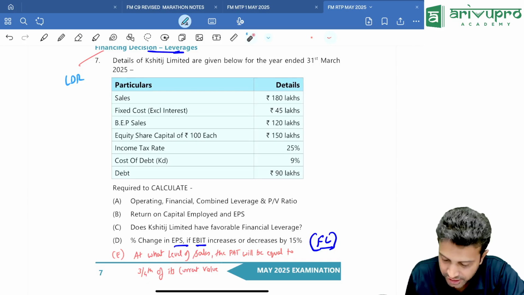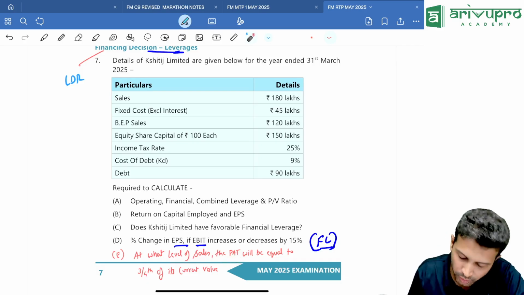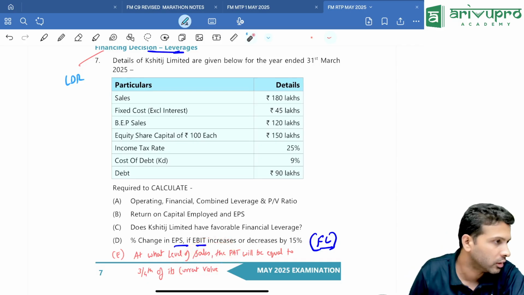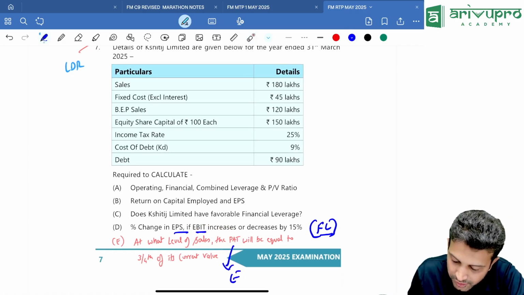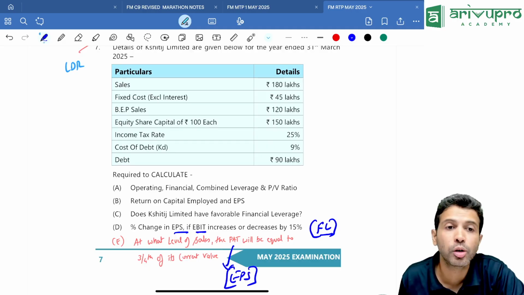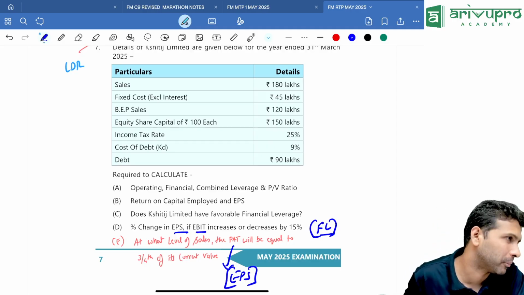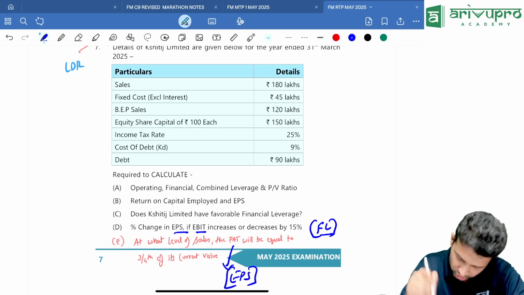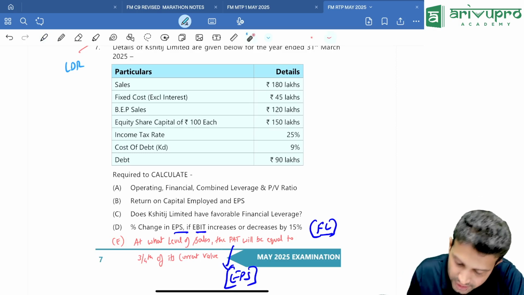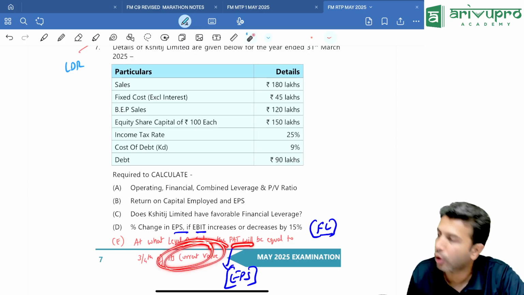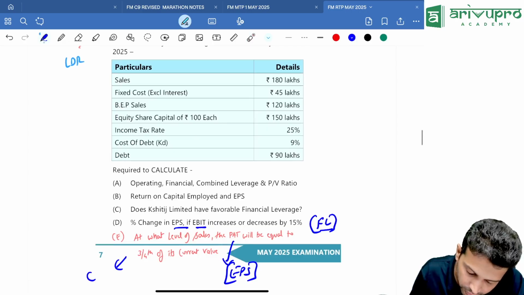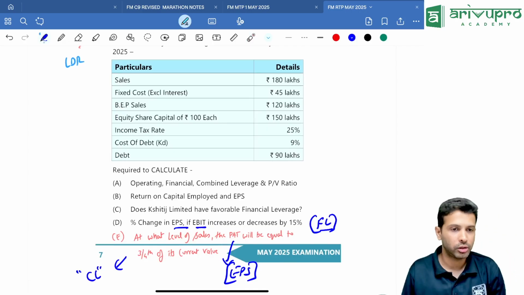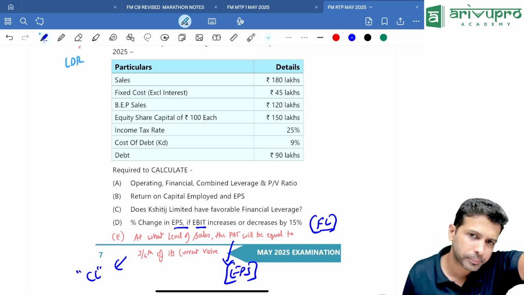Now they are asking one more last minute: at what level of sales, PAT. There's one more requirement in the next page. I brought it here only. I told this question. In some problems they will use EPS, in some they will use PAT. It is one and the same. So here check: at what level of sales will PAT be equal to 3/4 of the current level. For this we'll have to use combined leverage. I'll tell you how. This one you leave it to me. Rest other things are okay.